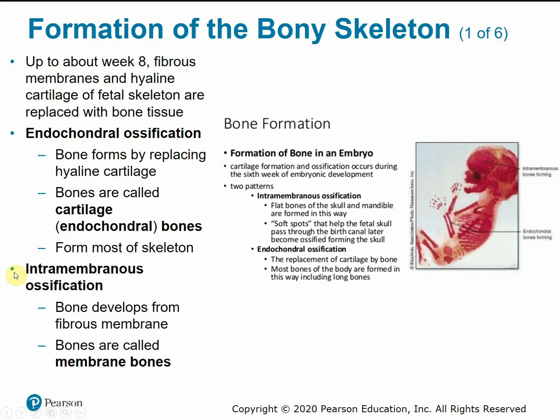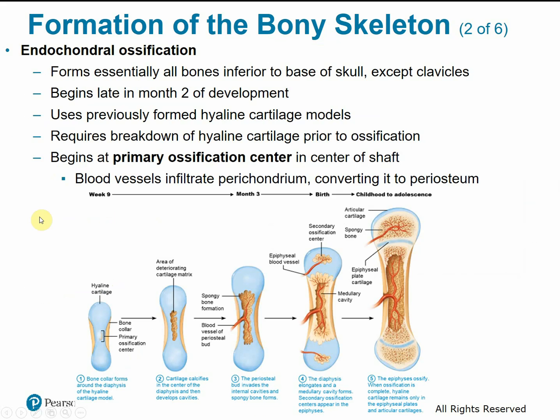The skull bones and some other flat bones like the clavicle or the collarbone form via intramembranous ossification. So instead of forming from that cartilage template, it's going to form within a fibrous membrane, right? So intra meaning inside, so membranous, so inside the membrane we form the bone tissue. So essentially all bones inferior to the skull will be formed via this endochondral ossification.